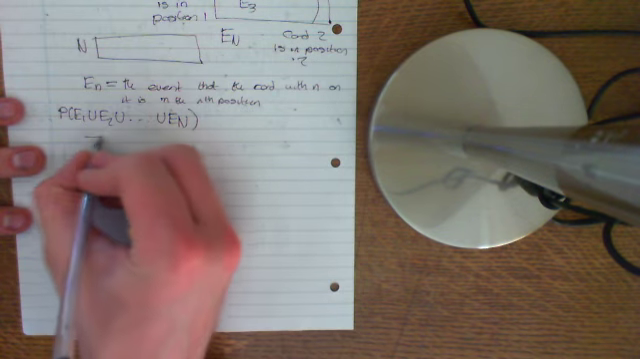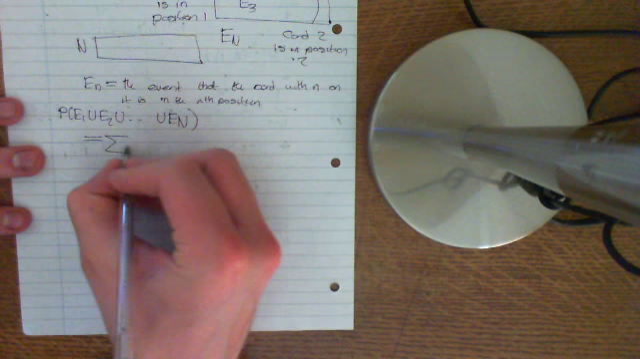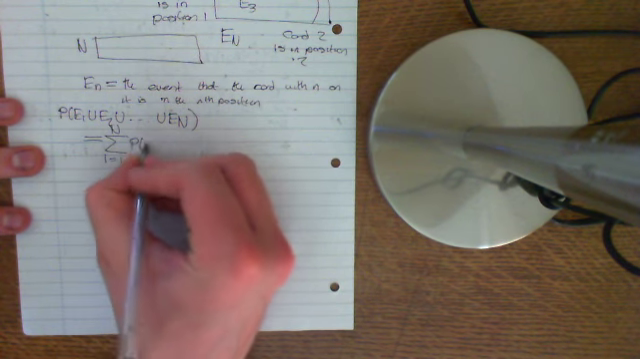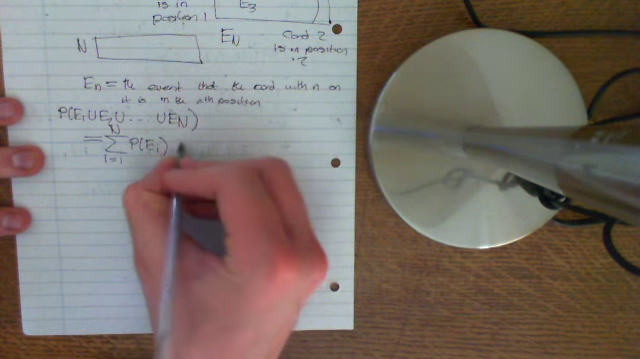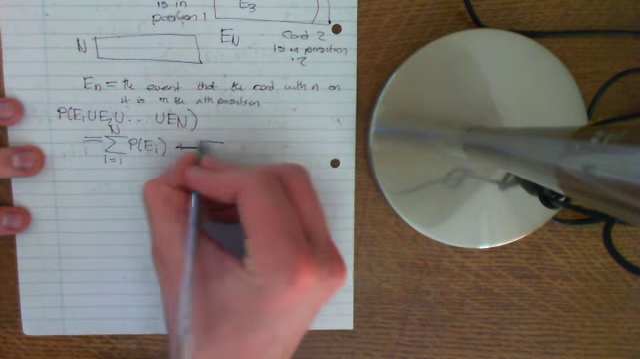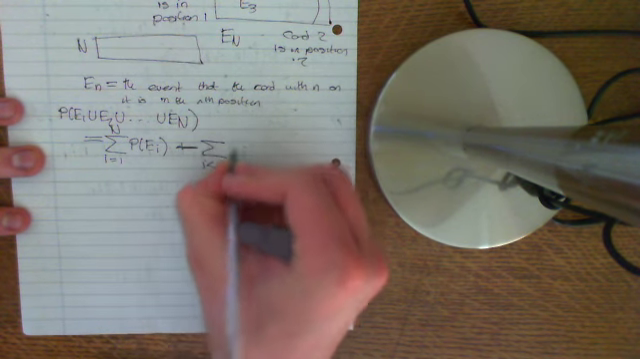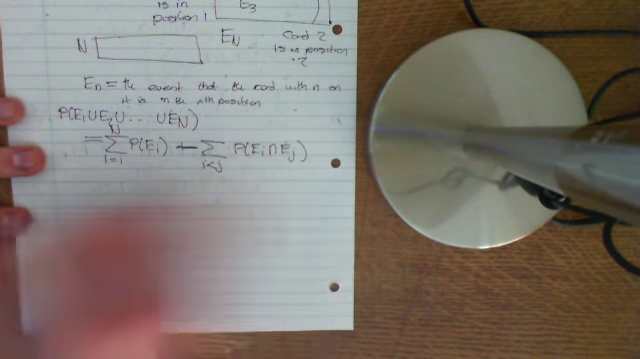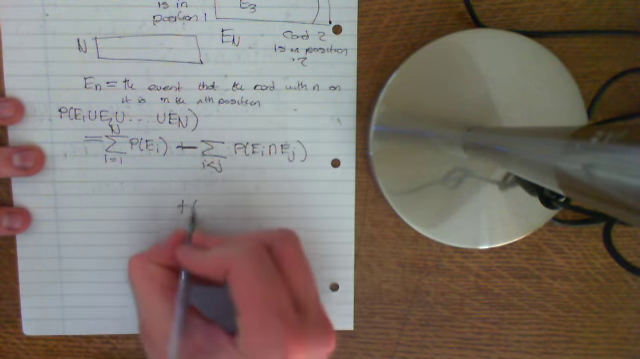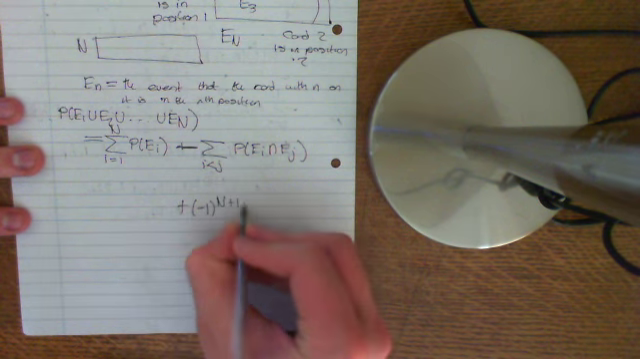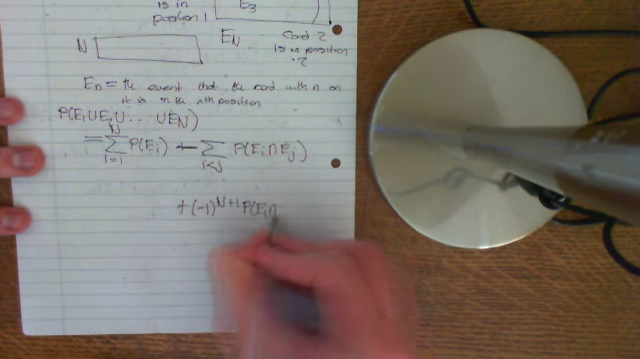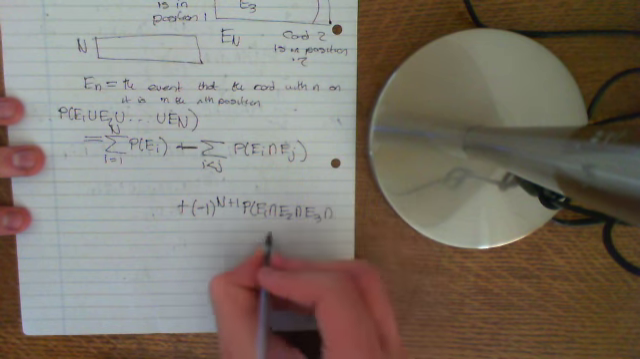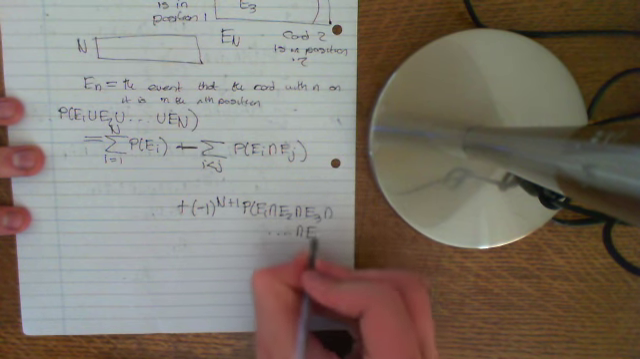So this we can write as the sum from I equals 1 to big N of the probability of EI, minus the sum over I less than J of the probability of EI intersection EJ, and so on, all the way down to plus or minus 1 to the N plus 1 times the probability of E1 intersection E2 intersection E3, all the way up to intersection E big N.